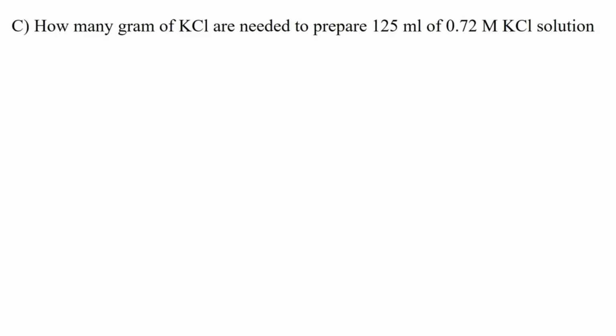Going to number C. Number C is asking how many grams of potassium chloride are needed to prepare 125 milliliter of 0.72 molar potassium chloride solution. So in this question we have the concentration. We have also the volume of the solution, and we need to determine the mass of the KCl.